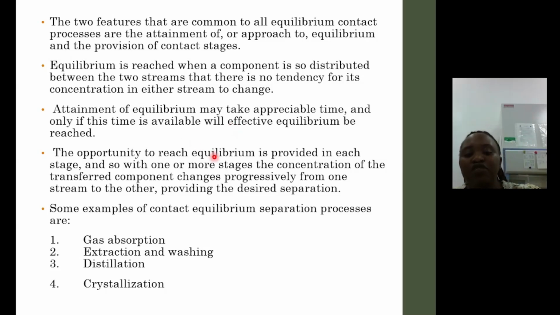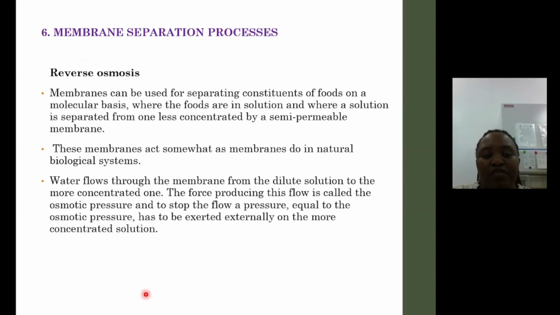The opportunity to reach equilibrium is provided in each stage. So with one or more stages, the concentration of the transferred component changes progressively from one stream to the other, providing the desired separation. Some of these processes include gas absorption, extraction and washing, distillation, and crystallization processes.